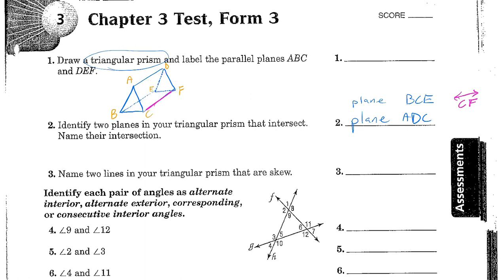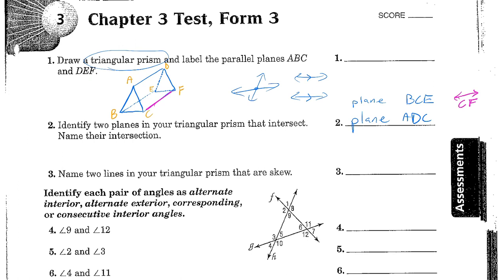All right, so now it says name 2 lines in your triangular prism that are skew. Remember, skew just means that lines can either be intersecting, where they cross at a point, or they can be parallel, or they can be neither of those 2 things, which is only possible in 3D. In 2D, every line is one of those 2. But in 3D, you can have 2 lines that are skew, which means they're not parallel and they're not intersecting.